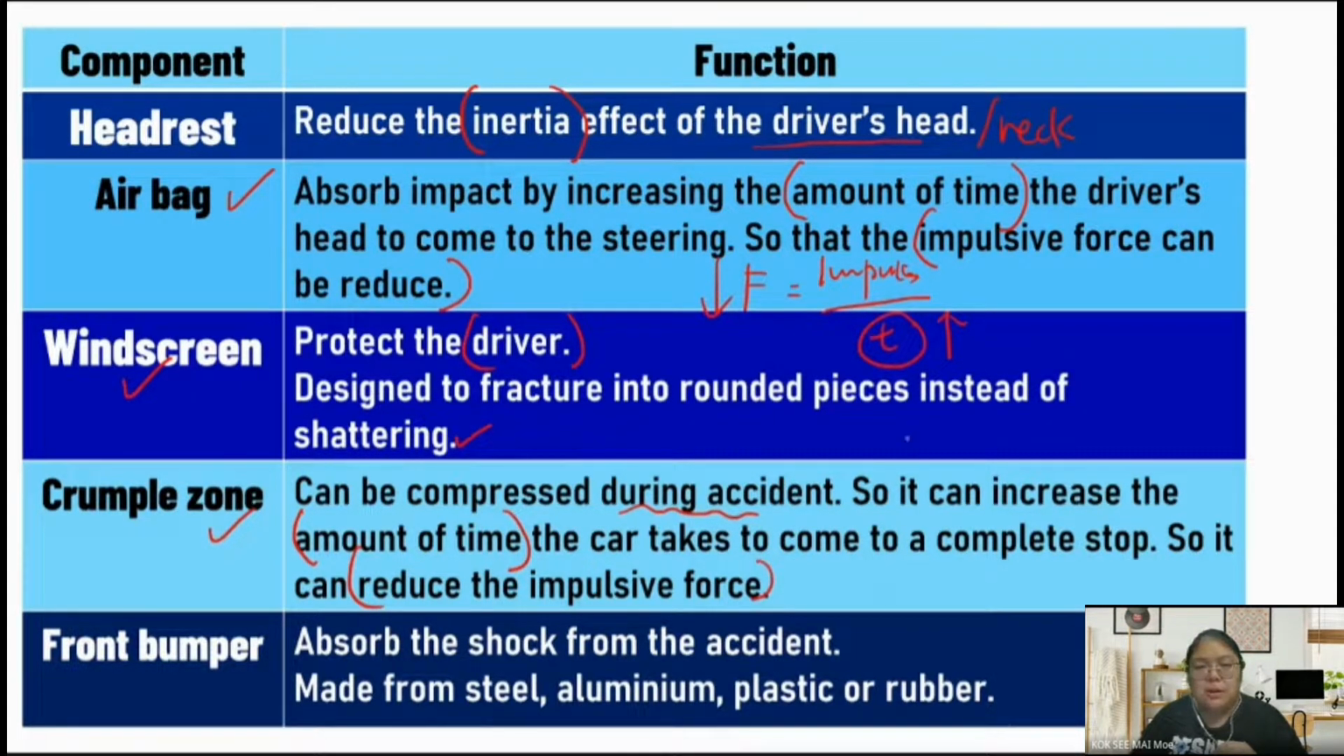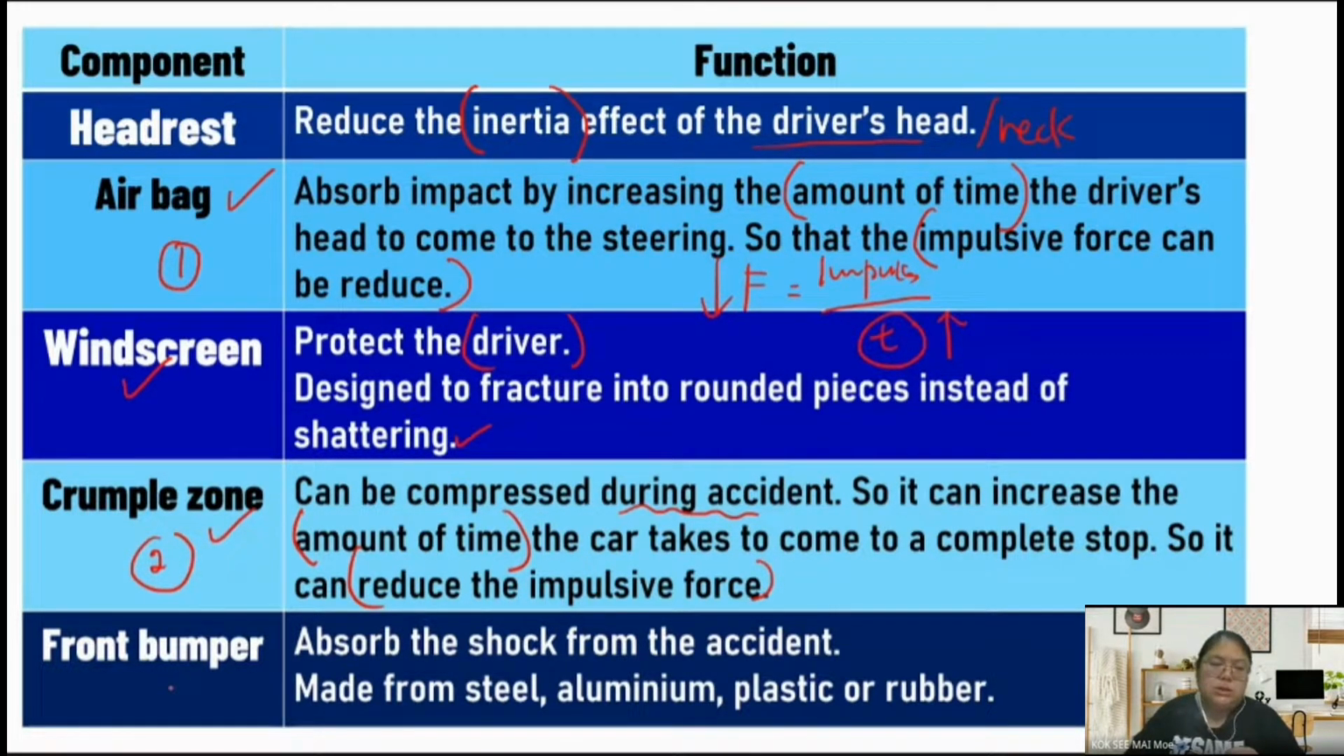So the airbag and the crumble zone have the same explanation. Since we mentioned the airbag, next round we just ignore the crumble zone. Maybe you take another one: headrest, inertia.